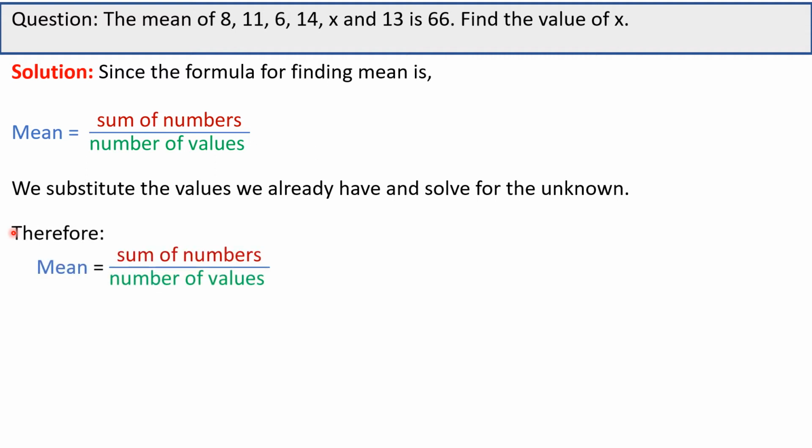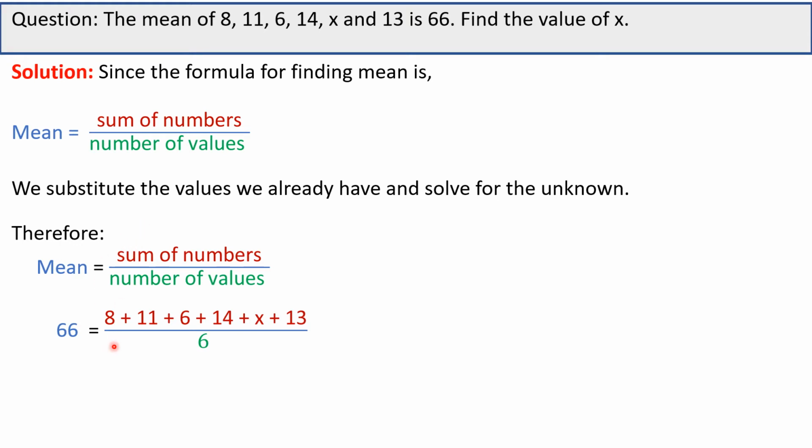So step 1, we're going to write the formula. We're following the same steps that we talked about in the previous slide. So we're going to write the formula. Mean is equal to sum of numbers divided by the number of values. Then we substitute our values. So in the question it said the mean of all these numbers here is 66. Alright, so we put 66 here.